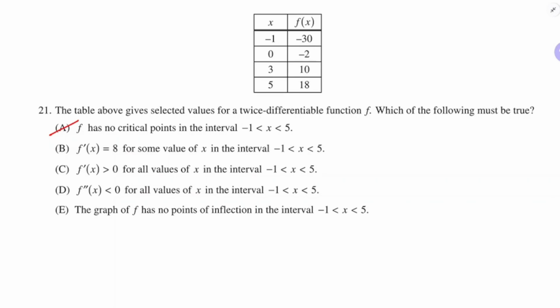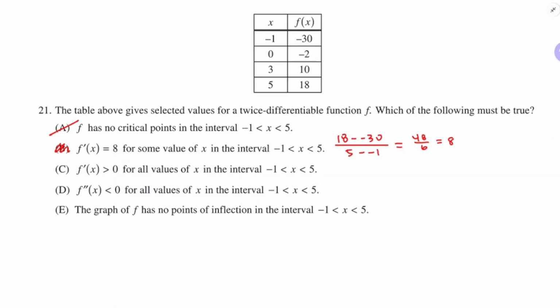F prime of x equals 8 for some x in the interval -1 to 5. Well, we could test that using the mean value theorem. We know f is twice differentiable, so it's going to be continuous and differentiable enough for us to apply the mean value theorem. So we're going to compute the average rate of change. It would be 18 minus -30 over 5 minus -1. So that's 48 over 6. And that does equal 8, and that must be true.